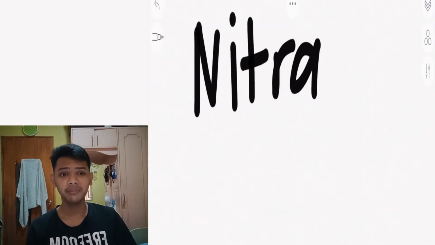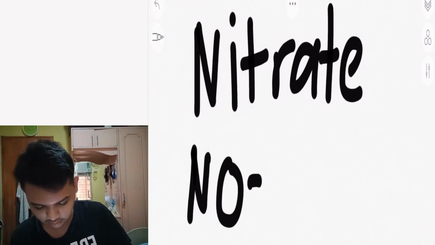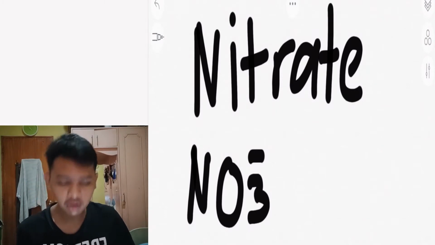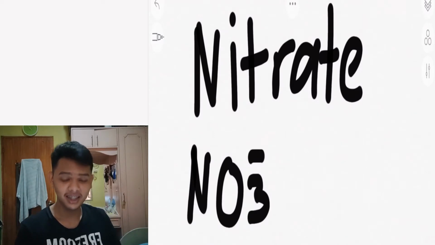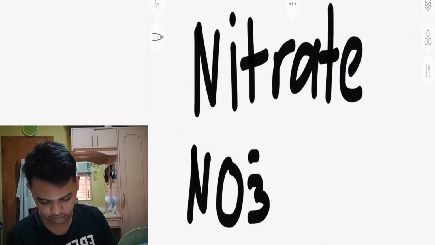To write the formula of nitric acid, we just need to write its stem word, which is nitrate. Now, nitrate is an ion with 2 elements in it, so we need to look at the common ion table, which says that nitrate is NO3 negative.